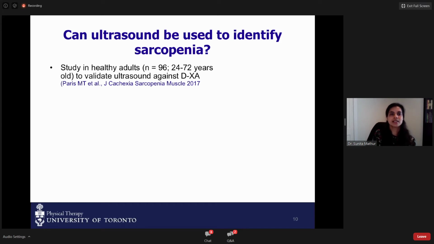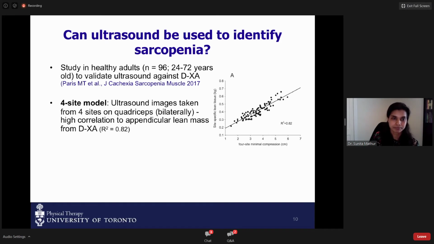So there has been a study done in healthy adults. It was quite a large group of 96 people with an age range between 24 and 72. And they validated ultrasound against DEXA to look at segmental muscle mass to see, if you just took some ultrasound images, would that give you enough information about the muscle mass of the entire limb? So they had a 4-site model where they took images on each quadriceps, so 2 sites on each quadriceps, and they correlated the sum of those measures to appendicular lean mass from DEXA, which is considered a gold standard.